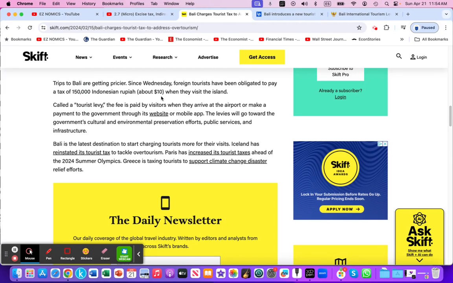So that would cause the demand curve to shift in parallel by that amount. So the vertical distance between the D1 curve and the D2 curve that we'll see in the model will be $10, which is equivalent to 150,000 Indonesian rupiah.